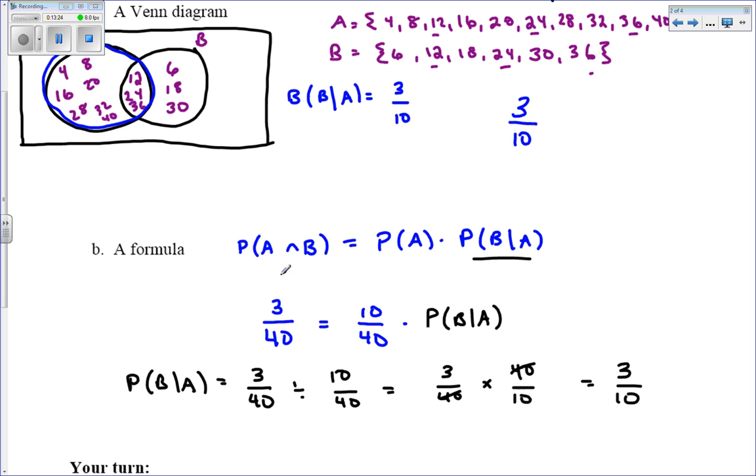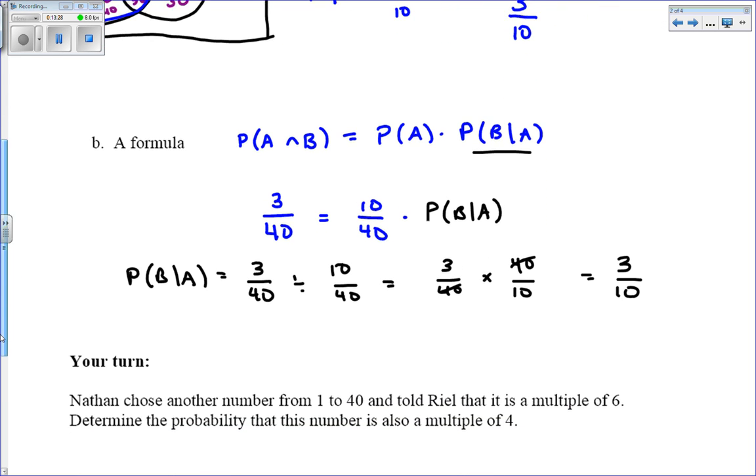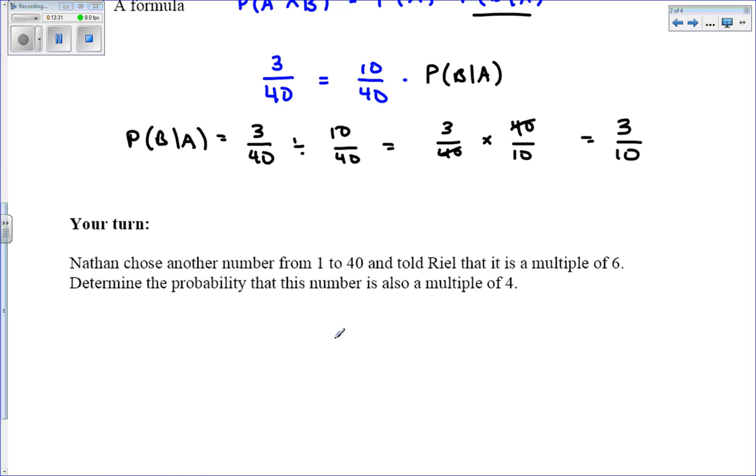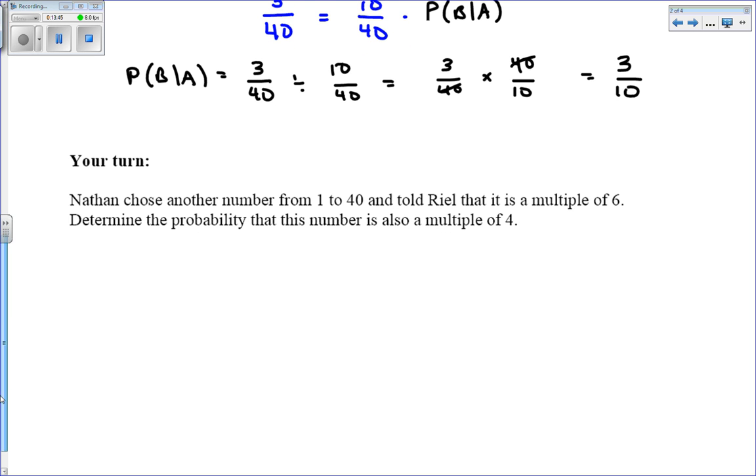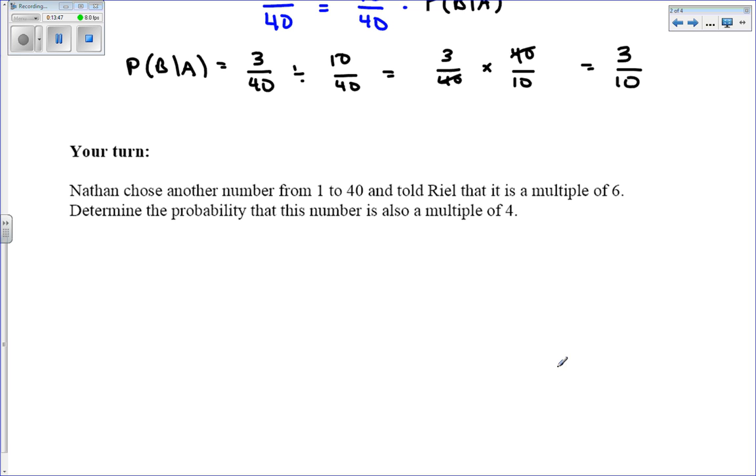So some of you might find the Venn diagram easier, some of you might find the formula easier. It's up to you. What I would like you to do now is try one on your own. Same thing, but now we're assuming that the number you picked first was a multiple of 6. Once he's picked a multiple of 6, what's the probability that that number is also a multiple of 4? You can pause this now, but the answer that you should get is 3 out of 6 or 1 out of 2. Okay, and I have the work for that on the notes that the sub has if you want some help with that.